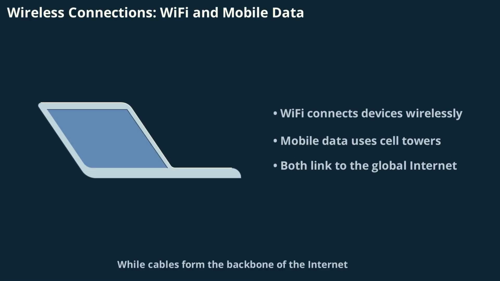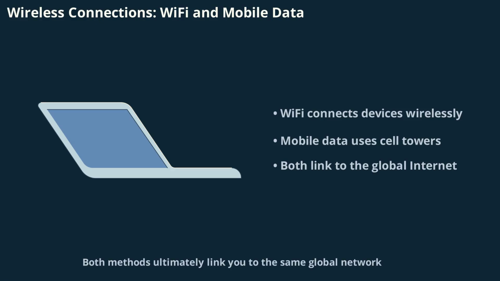While cables form the backbone of the internet, most of us connect wirelessly using Wi-Fi or mobile data. Wi-Fi lets you connect devices at home or in public places without wires, while mobile data uses cell towers to connect your phone to the internet.